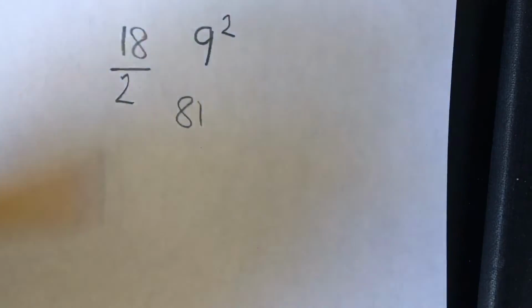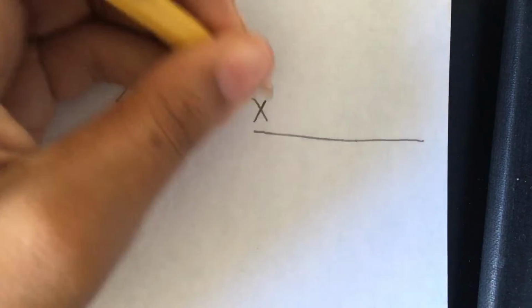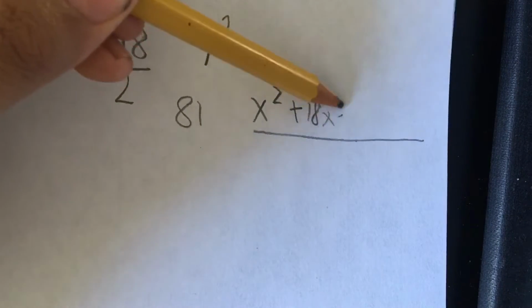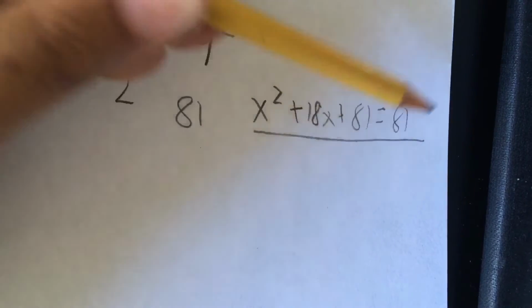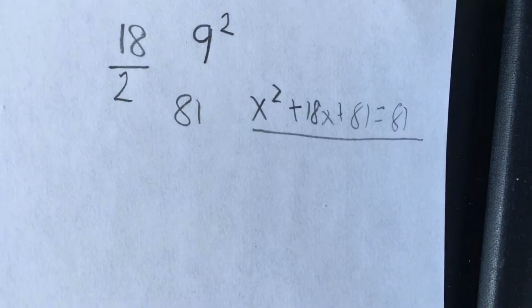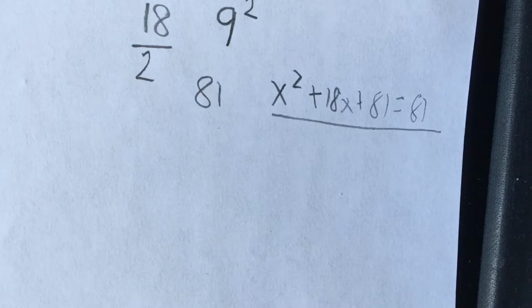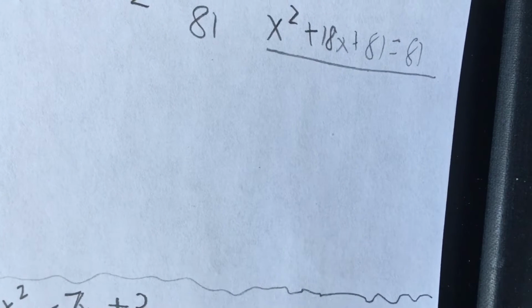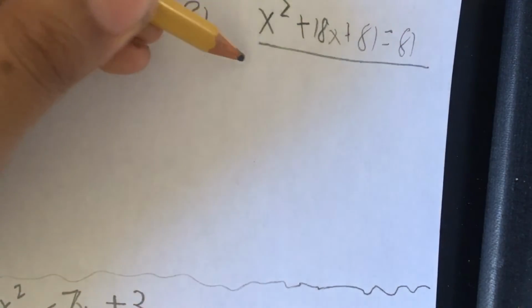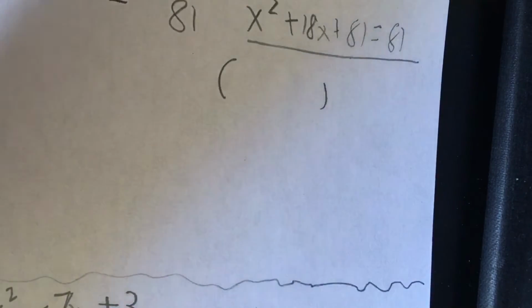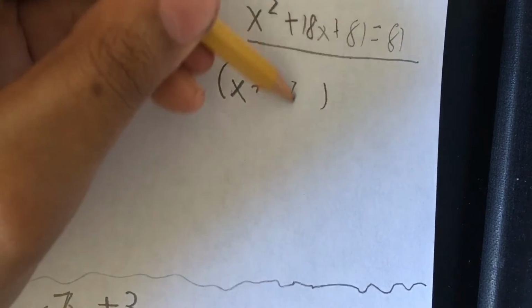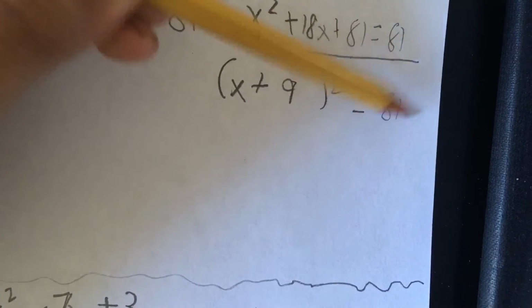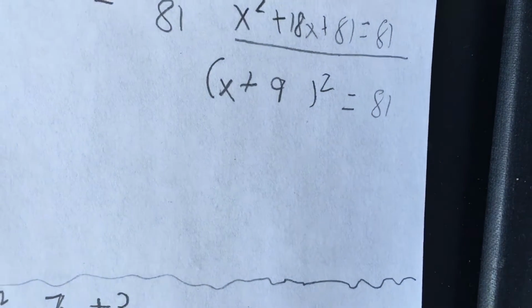Now, we are going to add that to both sides, making our new equation x squared plus 18x plus 81 equals 81. So, now we are going to make that into a parentheses. And also, we are going to be removing 18x from the equation because we already used it. So, our new equation is going to be x plus 9 squared equals 81.